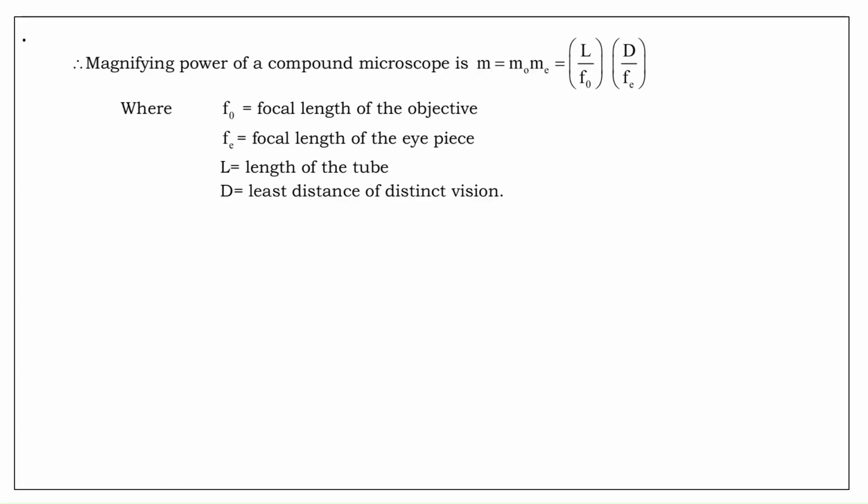Therefore, magnifying power of a compound microscope is M equal to M naught into ME. That is equal to L by F naught into bracket D by FE. Where F naught is focal length of objective, FE is focal length of eyepiece, L is length of tube, D is least distance of distinct vision.